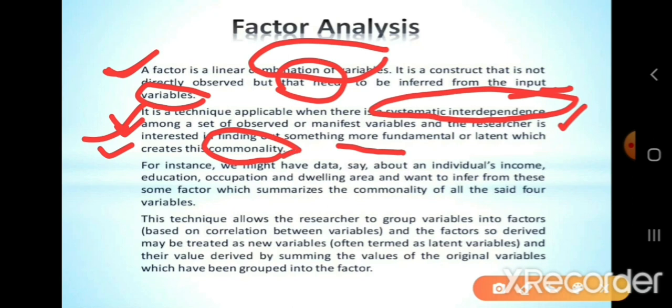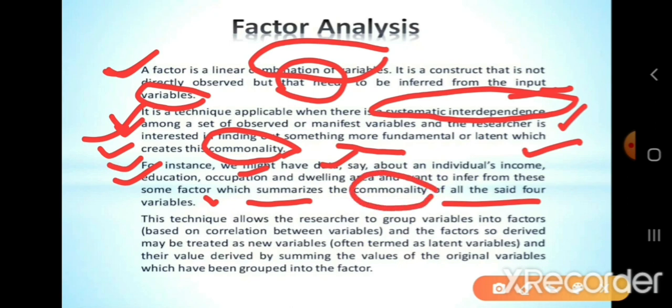For example, we have data about an individual's income, education, occupation, and dwelling area, and we want to infer some factors from these variables, which summarize the commonality of all four variables. So the factor will be based on some common behavior of all these four variables.